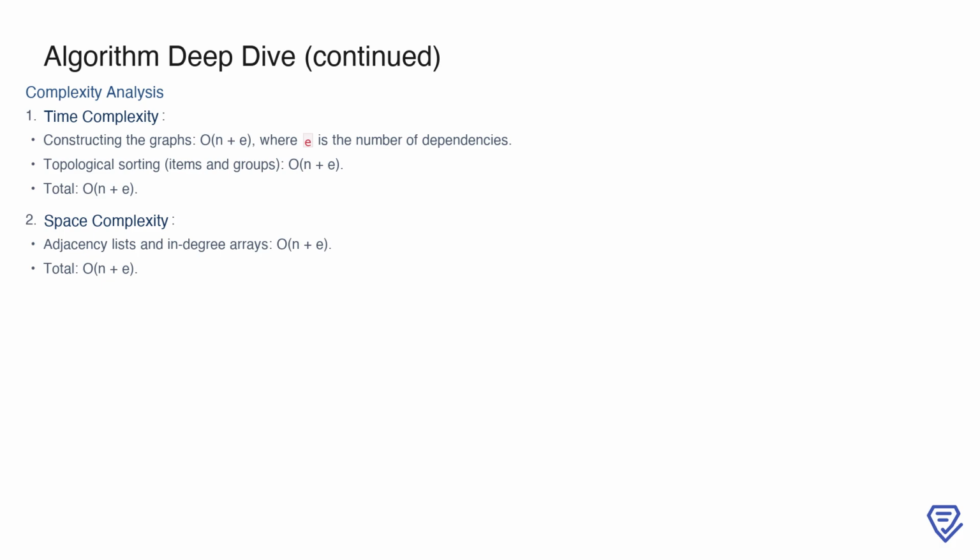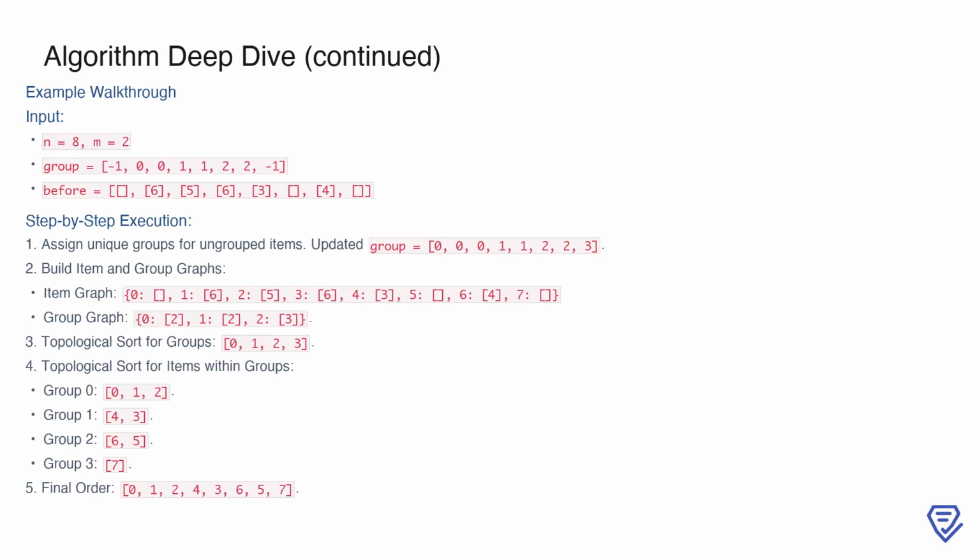Constructing the item and group graphs takes O(n + e), where e is the number of dependencies. The topological sorting process for both items and groups also operates in O(n + e), since each node and edge is processed exactly once. Therefore, the total time complexity of the algorithm is O(n + e). For space complexity, the adjacency lists and indegree arrays require O(n + e) space to store the graphs and track dependencies. Thus, the overall space complexity is also O(n + e), making the solution efficient in terms of both time and space. Let's walk through an example to clarify the process.